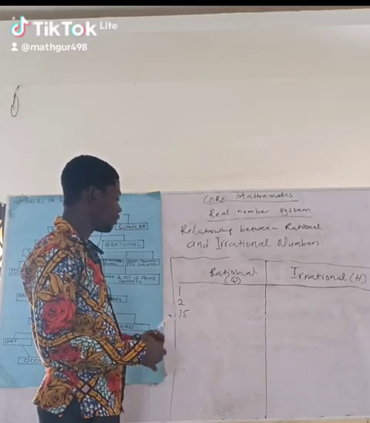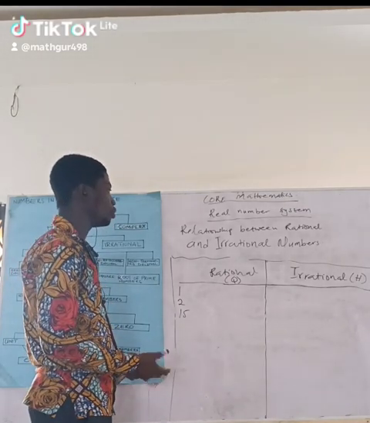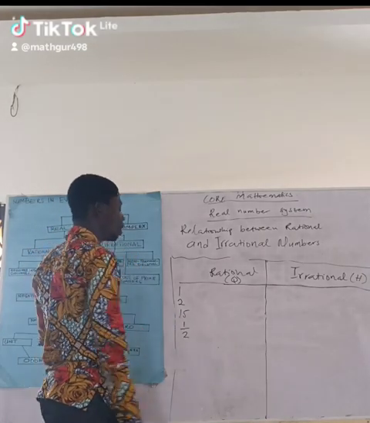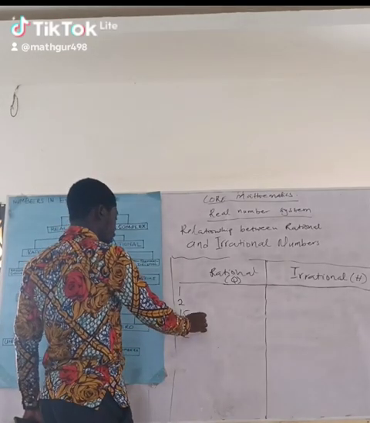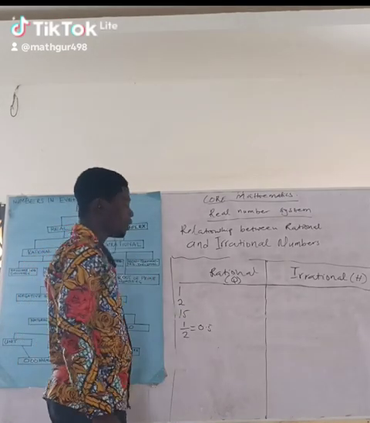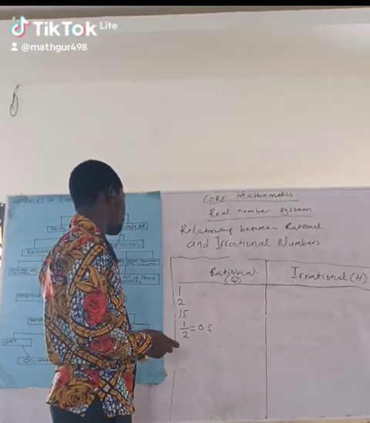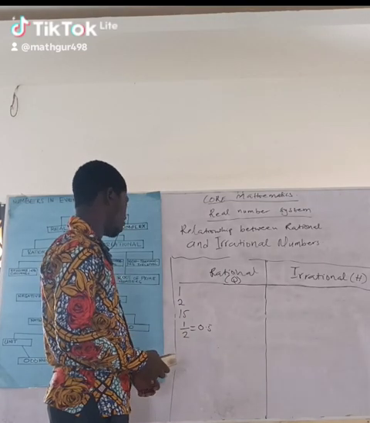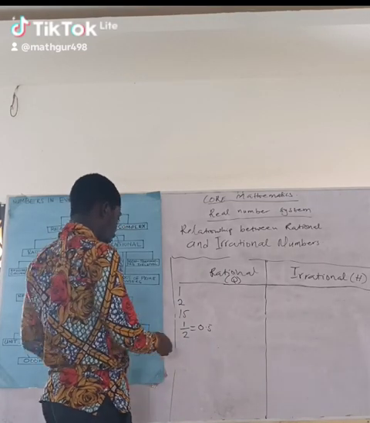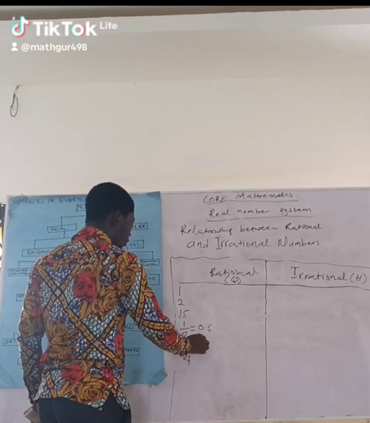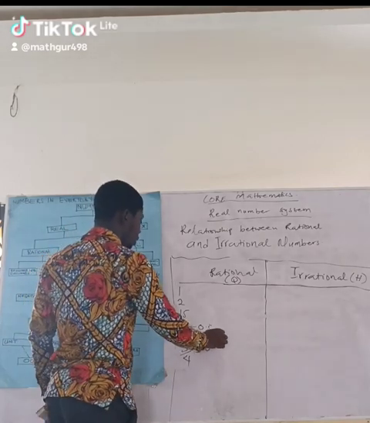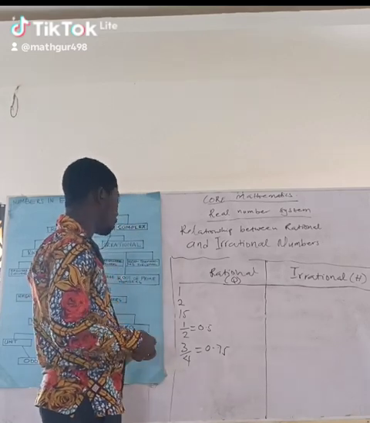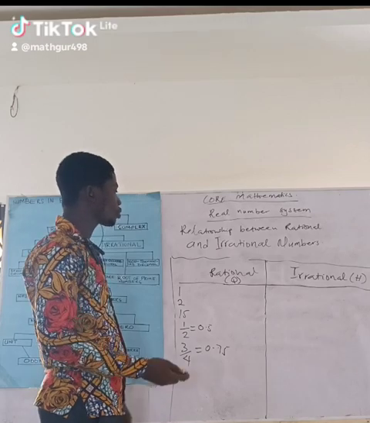If you have a half, 1/2 is also a rational number, which in decimal form is 0.5. So as long as you can express it in decimal form and it gives you a terminating or recurring decimal, it is a rational number. Then you have 3/4. 3/4 is equal to 0.75.